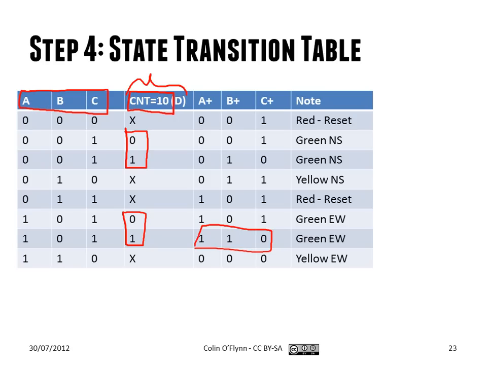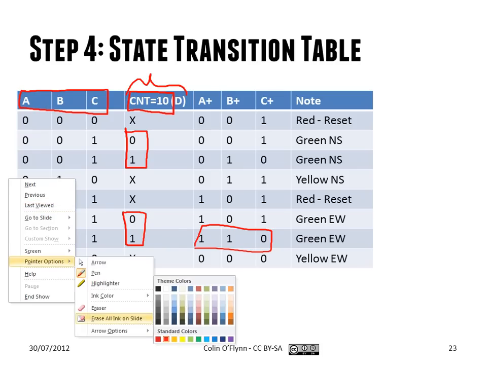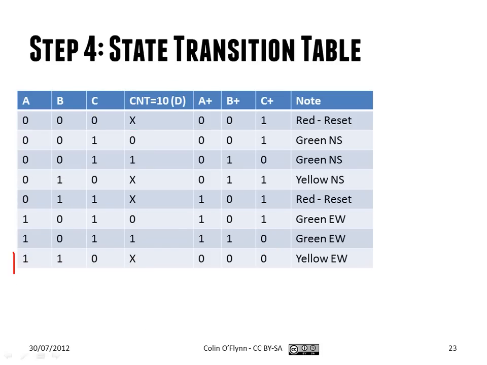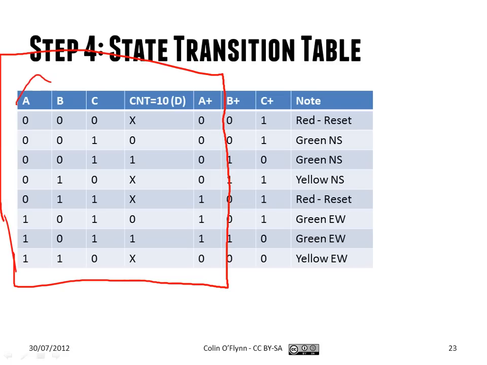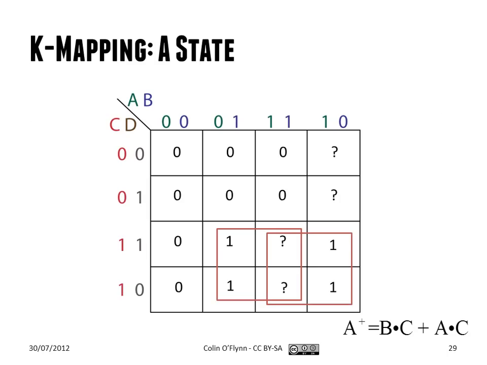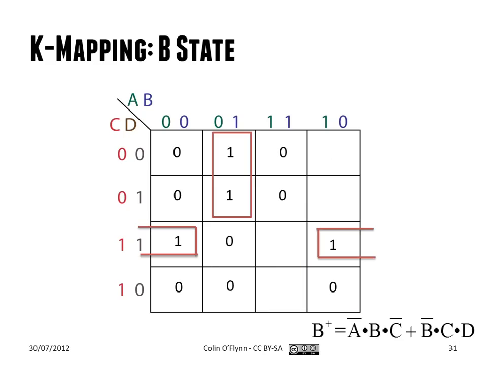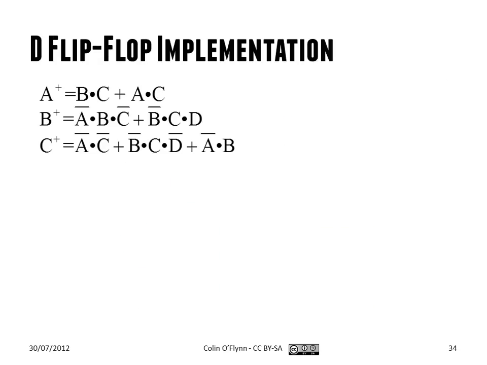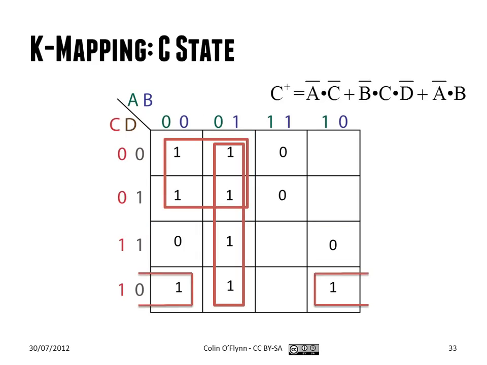From the state transition table, you can implement this. For example, we'll take this as one design problem where A, B, C are the inputs, so we'll have 4 inputs, and then A is the output. We'll do the same thing for B being the output and C being the output. So we'll have 3 big K-maps, showing the A plus, which is the input to the A flip-flop, B plus, which is the input to the B flip-flop because we're using D flip-flops, and C plus, again using D flip-flops, so this is the input to the C state flip-flop.